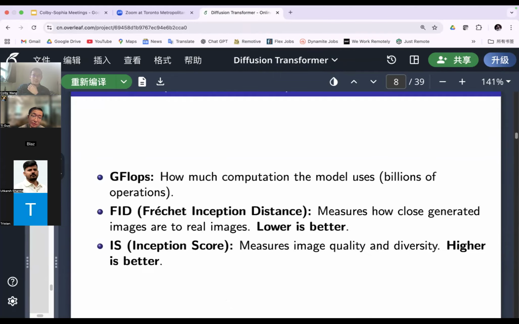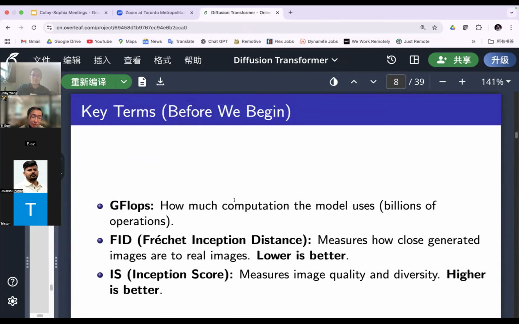So let's give a few key terms before we begin the details. GFlops is basically giga floating point operations. This describes how much computation the model uses in terms of billions of floating point operations. You can think about how many pluses, multiplications, divisions, whatever, and we simply count how many of them for a particular model.